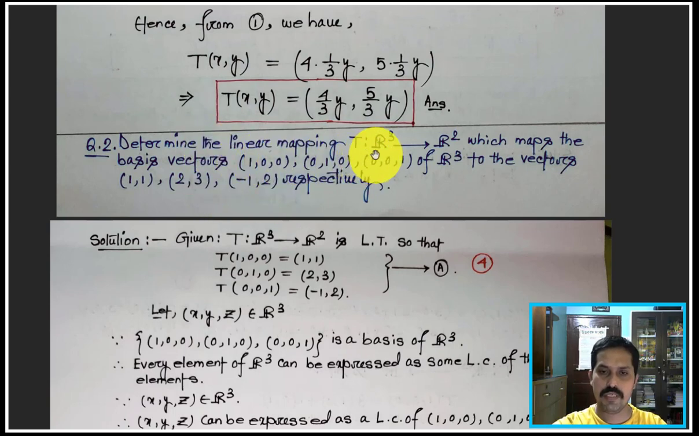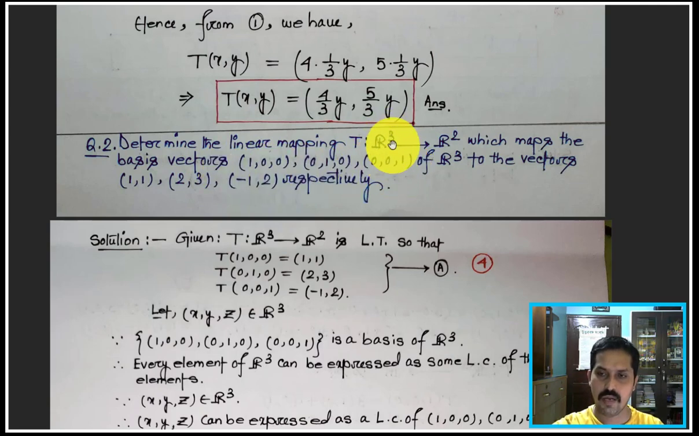Determine the linear mapping T that maps R3 to R2. Here V is R3 and W is R2, which means our domain set is R3 and our codomain set is R2. It maps the basis vectors (1,0,0), (0,1,0), (0,0,1). This is a basis for R3.